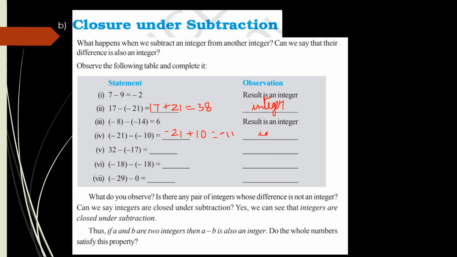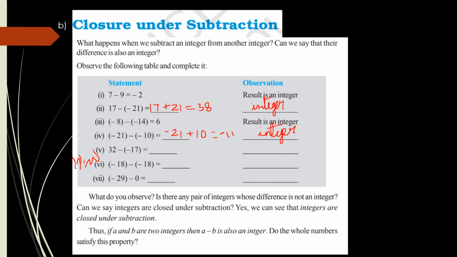Is it an integer? Yes. Negative number, it is again an integer. Now 4th, 5th, 6th, 7th, you can do it yourself. It is homework for you. Just this is homework.